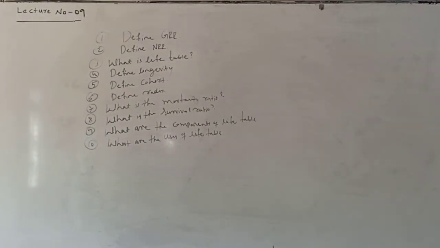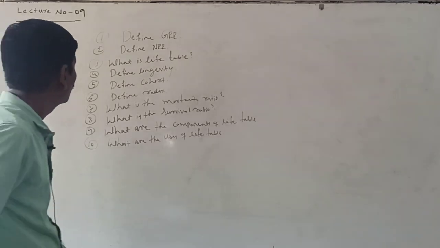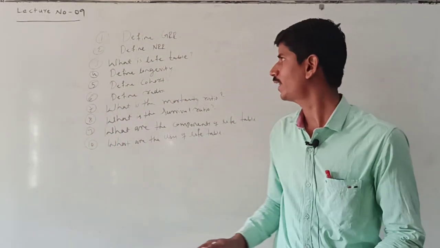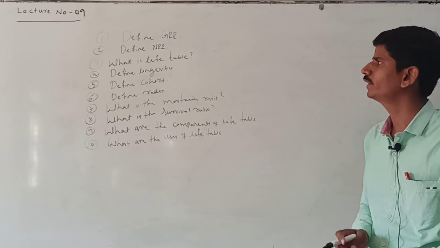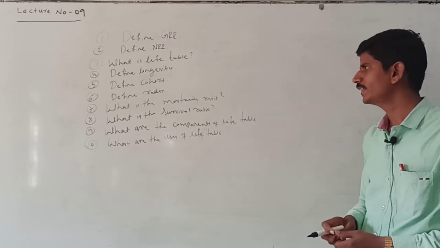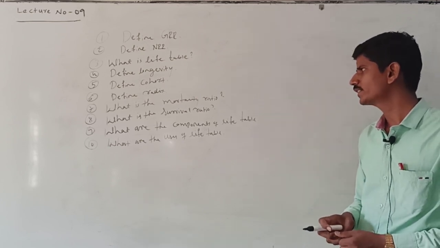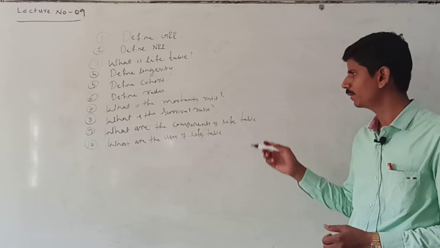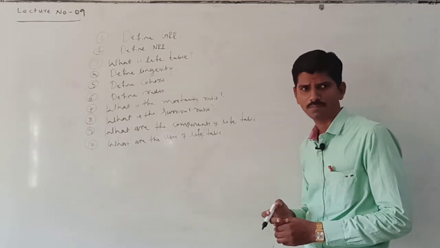These are the assignment questions. First, define GRR, define NRR. What is life table? Define longevity, define cohort, define radix. What is the mortality ratio? What is the survival ratio? What are the components of life table? What are the uses of life table?